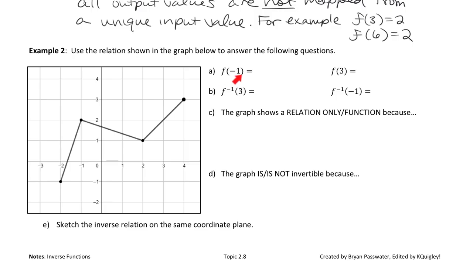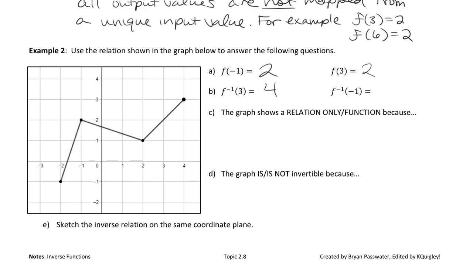If I ask you f of negative 1, 2. So we go to negative 1. What is the output? 2. How about f of 3? 3. Oh, wait. No. 2. So we go to the input of 3 and we look for the output, which is 2. Okay, how about backwards? f inverse of 3. 4. This time we go to an output of 3 and we look at the input being 4.